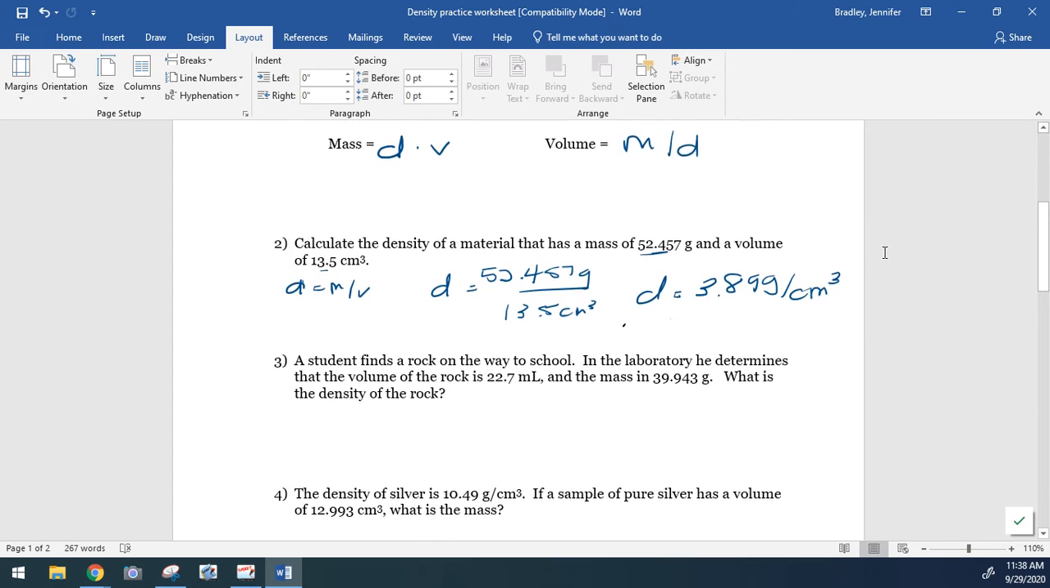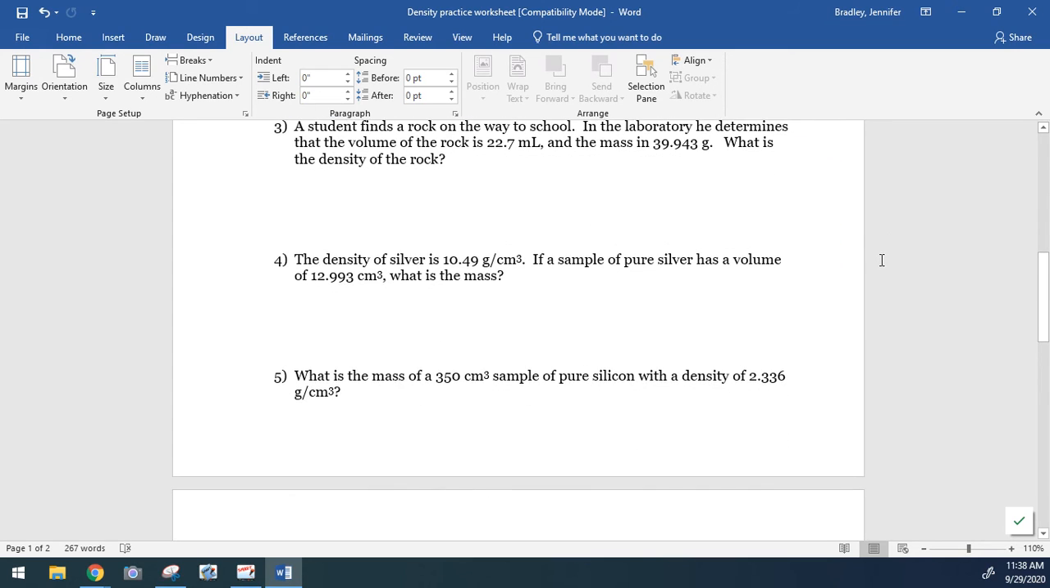Okay, so that's how we're going to do that one. If you move down, here we're looking for mass. Remember we said that mass equals density times volume. In this one the density is 10.49 grams per cubic centimeter times 12.993 cubic centimeters. When we multiply this, the cubic centimeters will cancel, and my answer will be in grams. Use your calculator and multiply that. It looks like I'm only going to get 4 digits for my answer here.